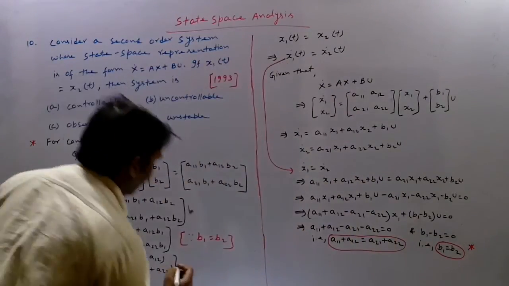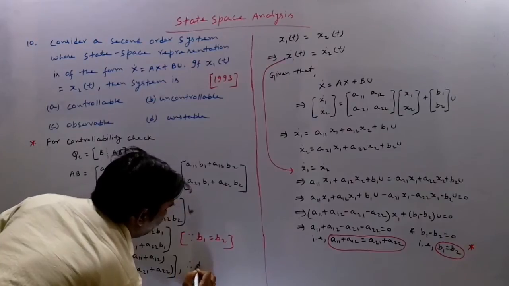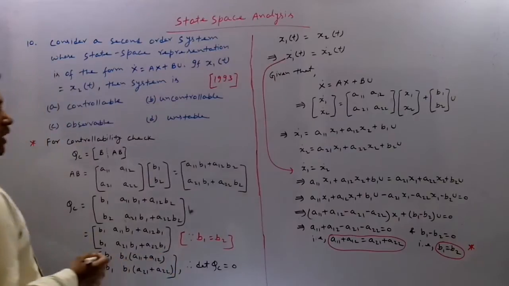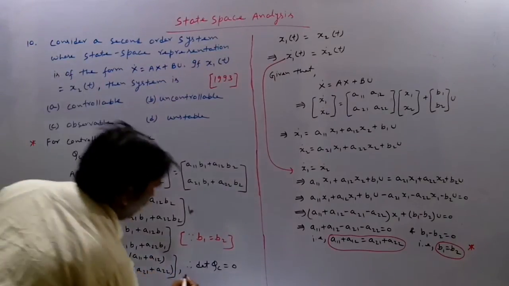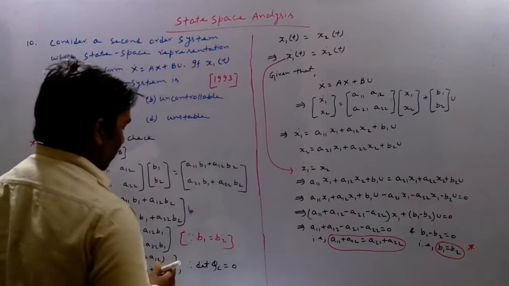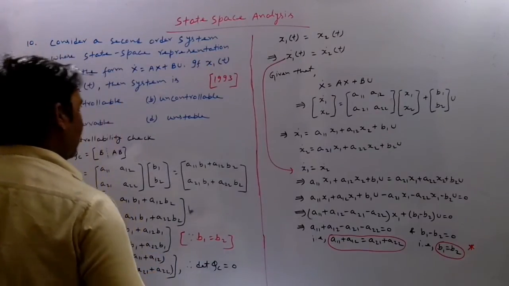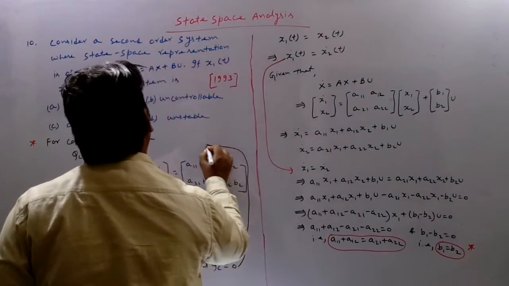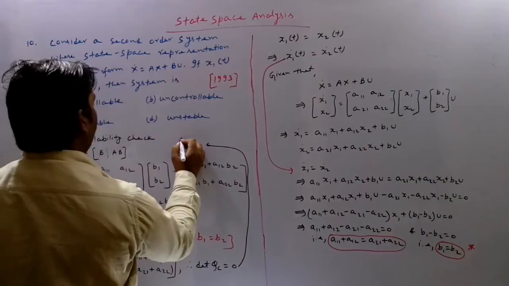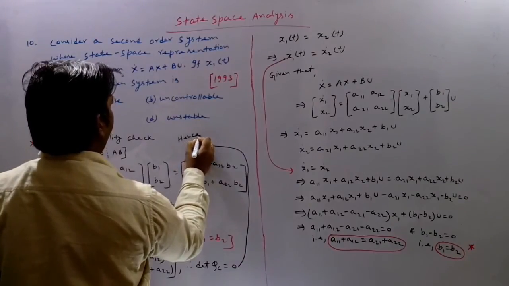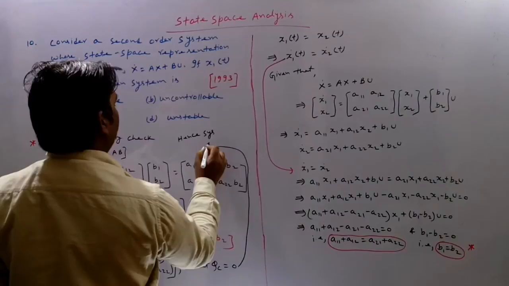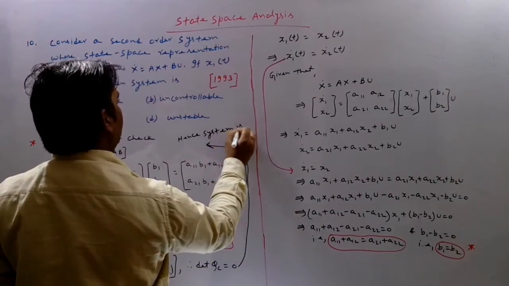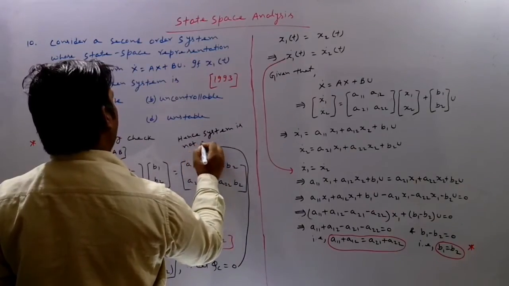So we can write here determinant QC is equal to 0, hence system is uncontrollable. Hence system is not controllable.